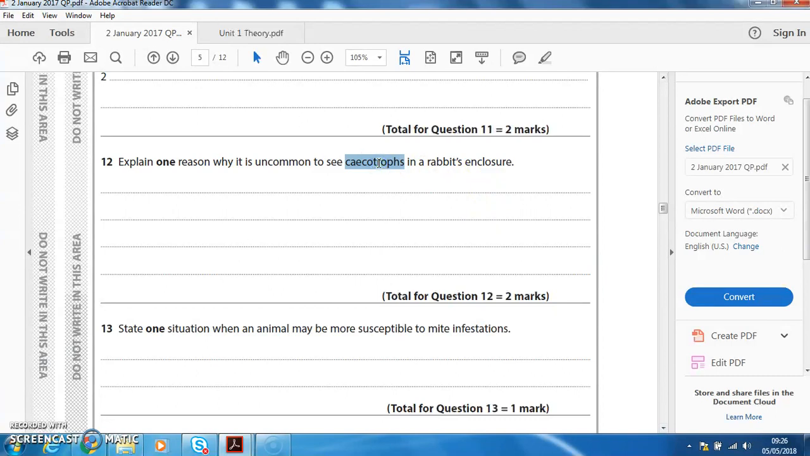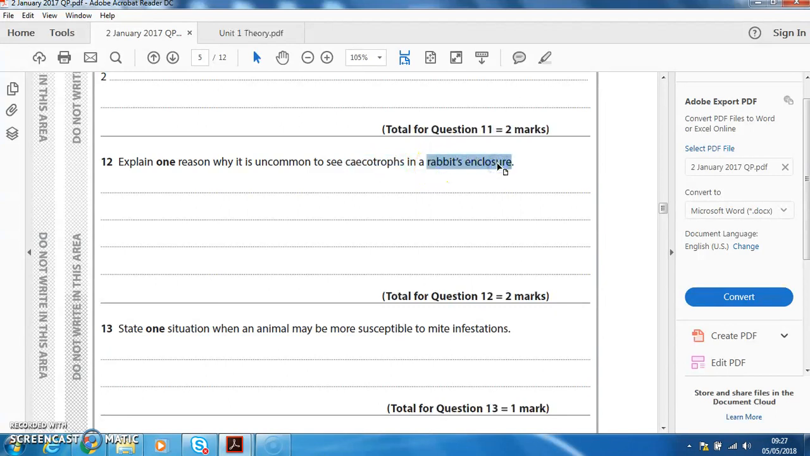Cacotrophs, that's where a rabbit will eat its own feces. Why do they eat their own feces? It's because usually they've been eating grass, and they need to pass it through their digestive system, their gut, more than once, because the first time they don't get enough nutrients from it. So grass is poor quality food, and they can't get the nutrients from it first time, so they eat their own feces and get more nutrients from it again when it goes through their system, through their gut.